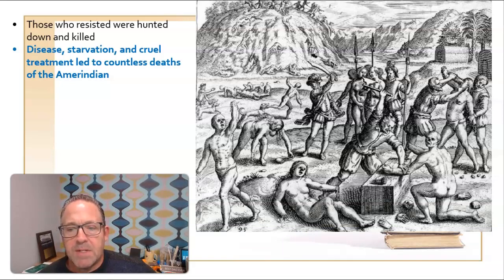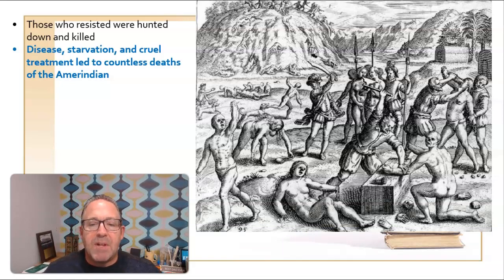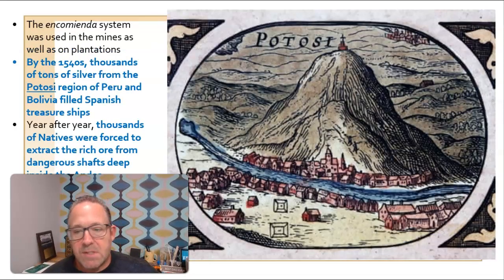Okay. When we talk about mining, it was there that some of the most brutal treatment of the Amerindians took place, and it had terrible consequences and resulted in the deaths of tens of thousands, if not hundreds of thousands of Amerindians. The illustration here is of the Potosi mine, which is located in South America in the modern day country of Peru, way up high in the Andes Mountains. And it literally is a mountain of silver.